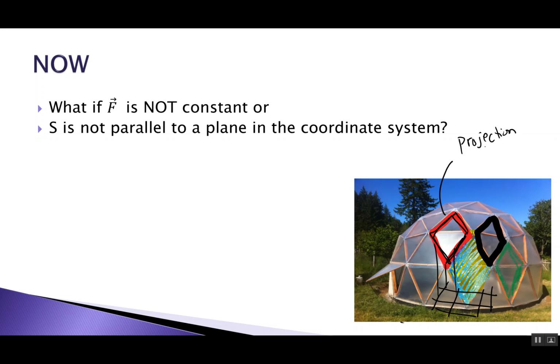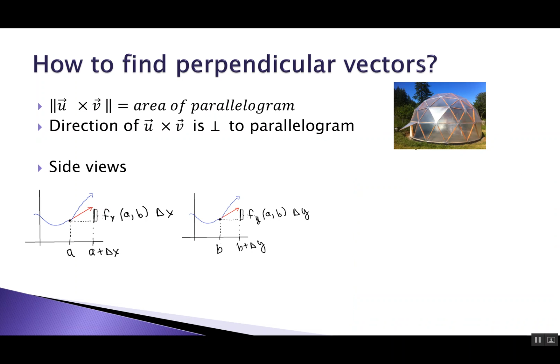So this is the projection of a delta x, delta y rectangle tangent to the plane. That's what I'm doing there. Okay? How am I going to do that? Let's look at a side view.